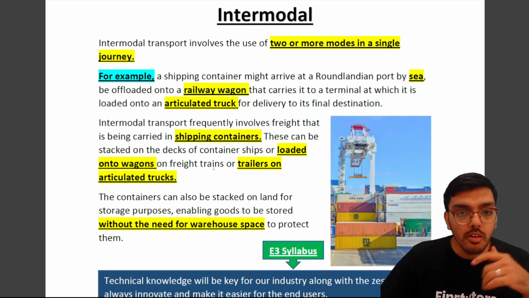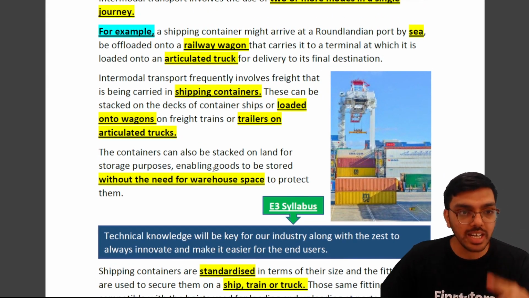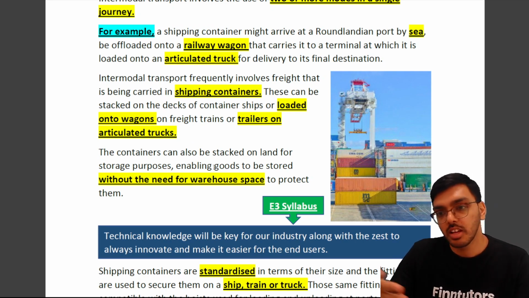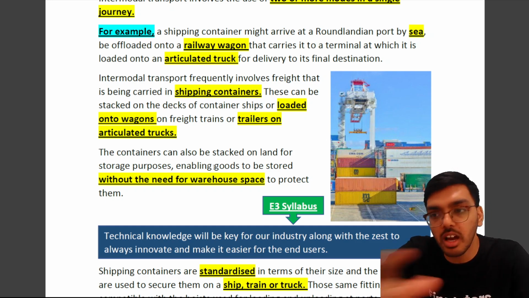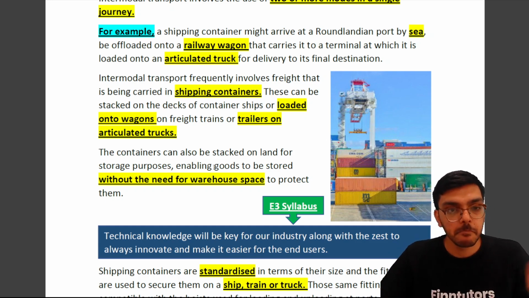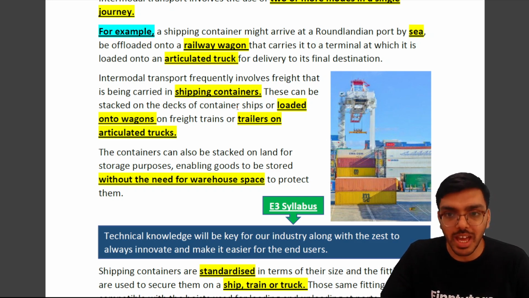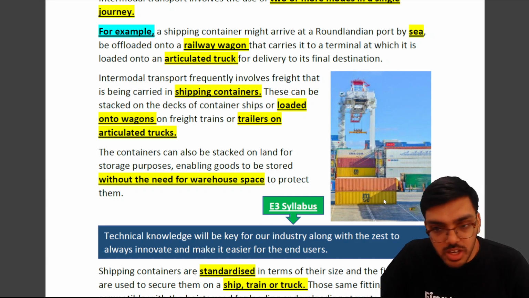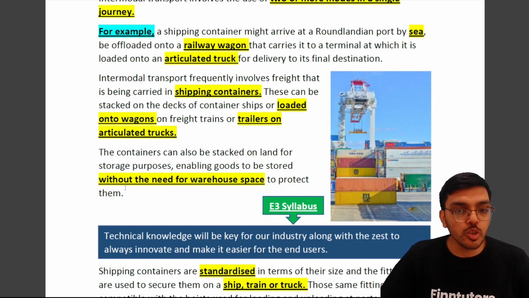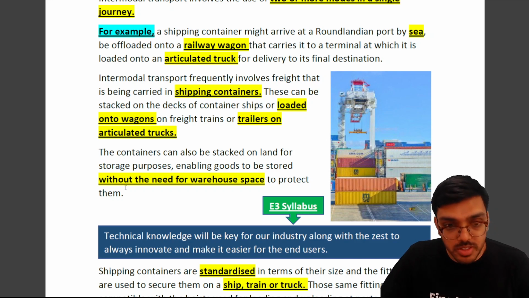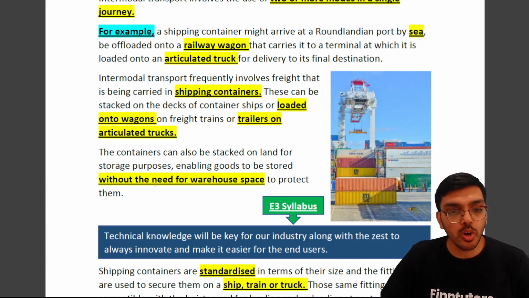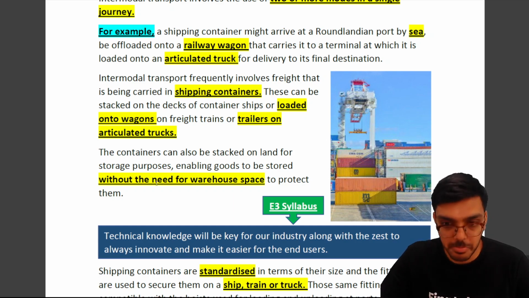Intermodal transport frequently involves freight that is being carried in shipping containers because as I said, if you were using sea transport, you will need other connections. These can be stacked on the decks of container ships or loaded onto wagons. So shipping containers are easier to carry. You'll see the image over here. The containers can also be stacked on land for storage purposes, enabling goods to be stored without the need for any warehouse space to protect them.